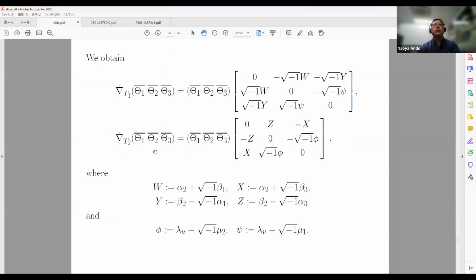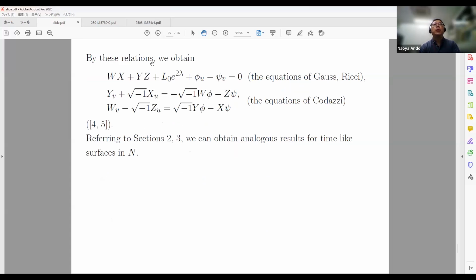By these relations, we obtain these relations. The first one is equivalent to the equations of Gauss and Ricci. And the other equations are equivalent to the equations of Codazzi. Referring to section 2.3, we can obtain analogous results for time-like surfaces in the space.